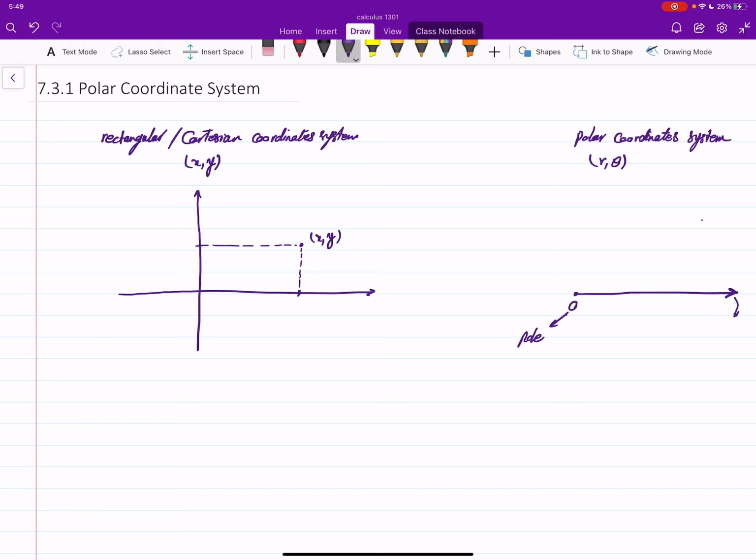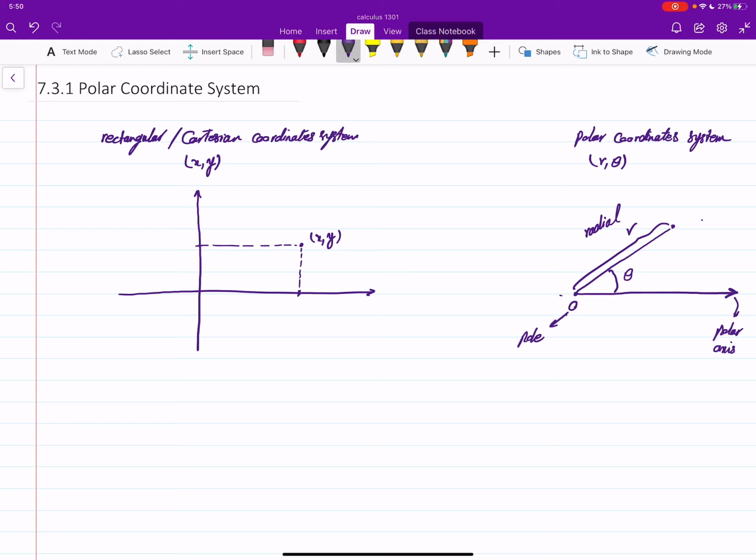And we have a polar axis, which is just the positive x-axis in the plane. Then for every point you can measure its distance from the pole. This is called the radial coordinate, denoted by r, and that's the first one. The second number is the angle formed by the line connecting that point to the pole and the polar axis.